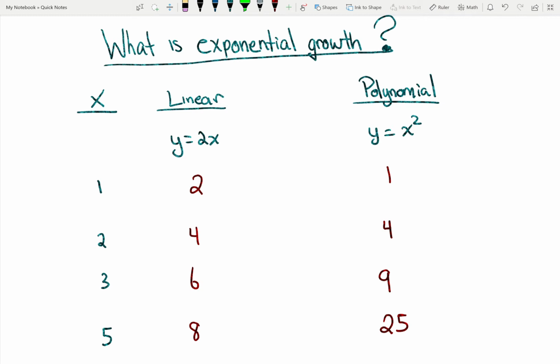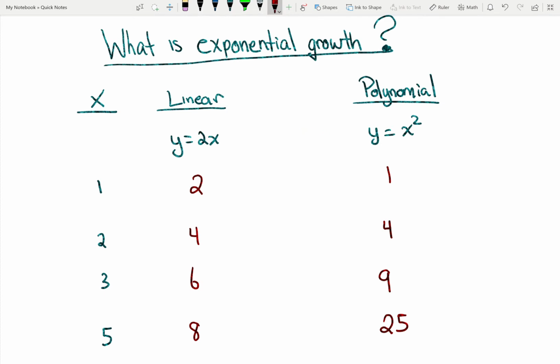Okay, then over here we have our polynomial growth model. And that guy is just anything that has x to some power. All right, so maybe 3 plus x squared, something like that. Okay, so for this example, our polynomial growth model is just x squared, y equals x squared.